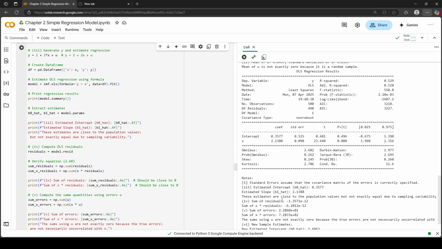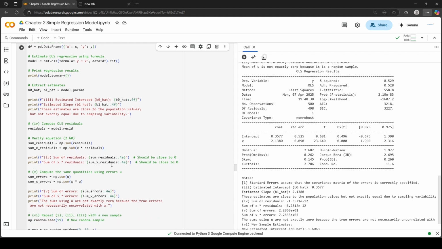So the sum of residuals is a number very close to 0. It is in scientific notation, but as you can see the last digits read e raised to the power minus 12, so it is almost 0. And the sum of x multiplied by residuals is also 0.